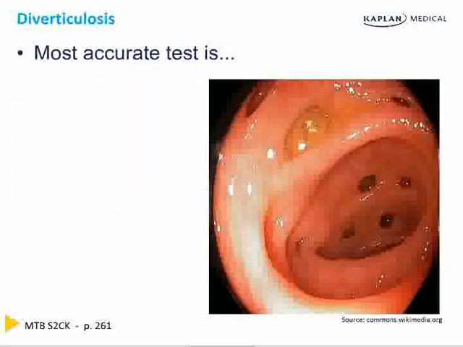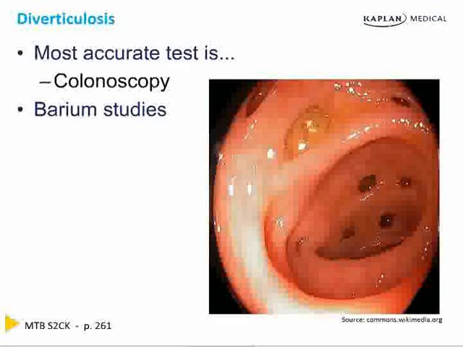The most accurate test is a colonoscopy. Barium studies are acceptable, but they're just not as accurate. What's the treatment? Fiber, fiber, and fiber. Increasing the patient's bran intake, psyllium, methylcellulose. Any dietary fiber can decrease the rate of progression and complications.